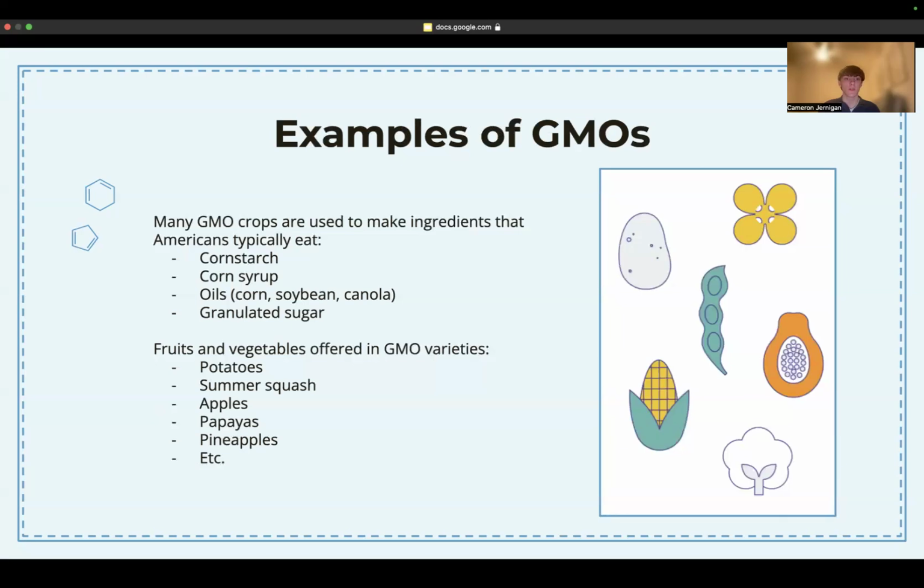from GMO crops. There's also a great number of fruits and vegetables that are offered in GMO varieties, such as potatoes, summer squash, apples, papayas, pineapples. The list could go on and on. There's a lot of plants that we consume that come in GMO varieties.